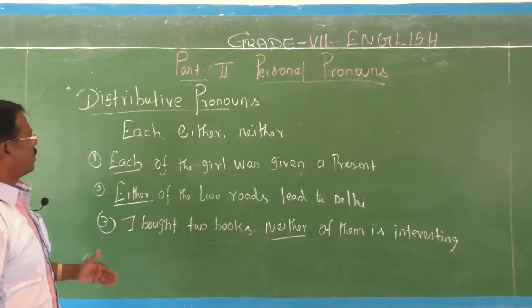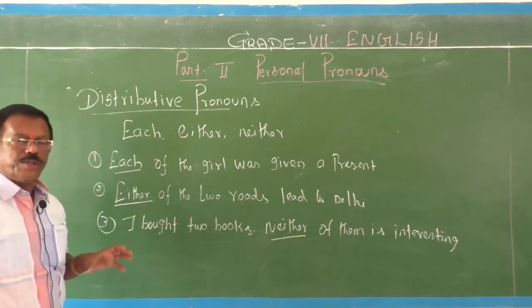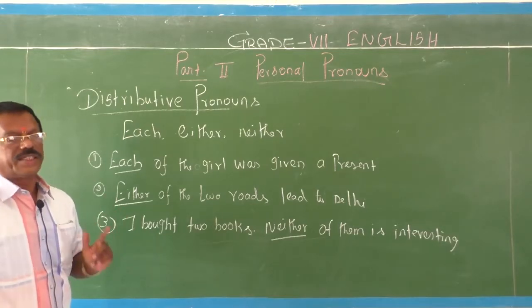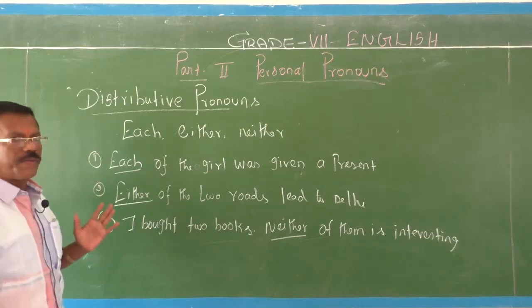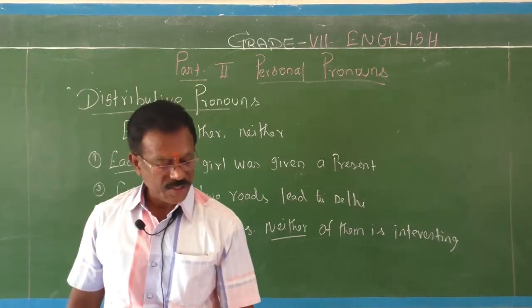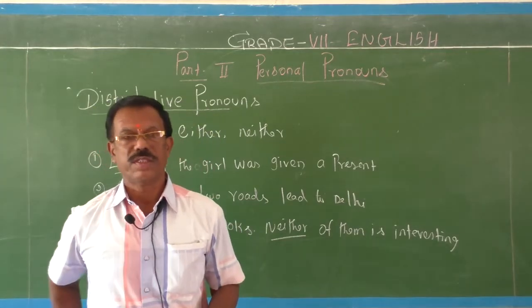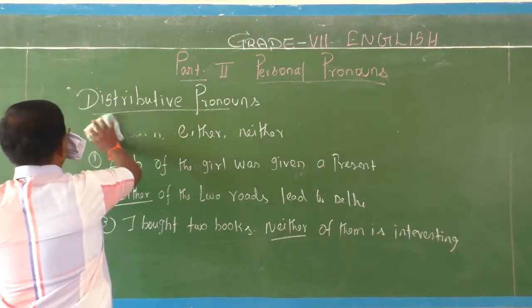So in all these examples, each, either and neither are called distributive pronouns because they refer to only one at a time. Okay children? Could you follow me? Could you understand what a distributive pronoun is? Very well. So with the help of examples, you can understand this pronoun very well. Next we are going to see relative pronoun, the most important pronoun, which is used in many places. I will explain, children. Relative pronoun.